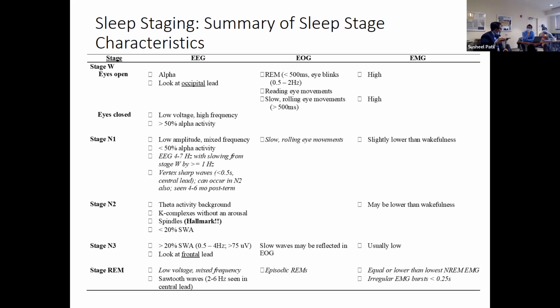When you don't have good alpha rhythm during your biocalibrations, we change our rules a little bit, and we may need to look for other hallmarks like slow rolling eye movements to start to clue us in that stage 1 sleep is starting.